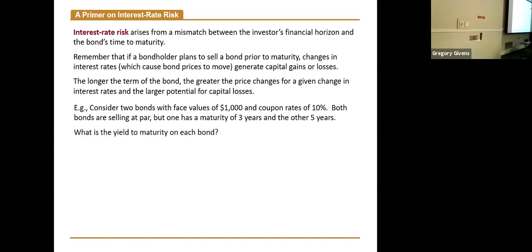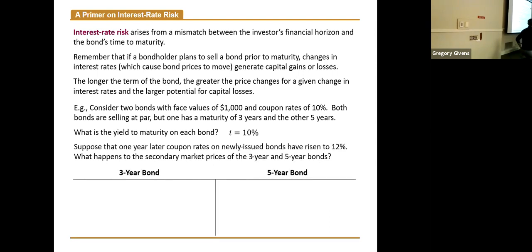Now, here's the question I want you to think about. First off, what is the yield to maturity on the bond? Well, I just told you, it's going to be 10%, right? Because that's the same as the coupon rate when the bond is selling at par value. Here's the question I want you to think about. Let's suppose that 1 year elapses and coupon rates on newly issued bonds have gone from 10 to 12%. So interest rates in the economy on comparable assets have risen by 2 percentage points. Well, we already know that the secondary market price of either of these two bonds is going to fall as a result of that. The question is, how much are they going to fall?